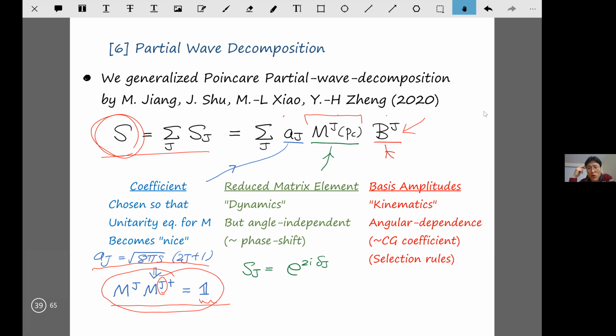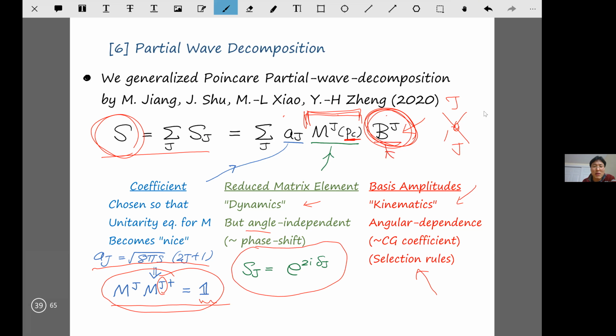And it encodes, in fact, the kinematics of the problem. It encodes the entire angular dependence, and this is what provides us non-trivial selection rules. The remaining factor, which is a function only of the center of mass energy, encodes some dynamics of it. This we call the reduced matrix element, but the name is not important. The important point is that this M_J is completely independent of any angular dependence. And in fact, this is related to the phase shift that I was mentioning earlier.